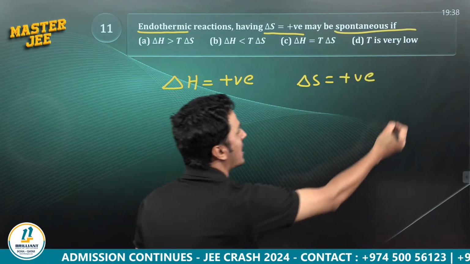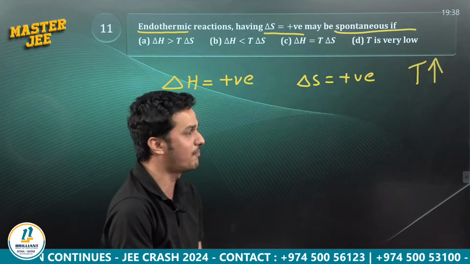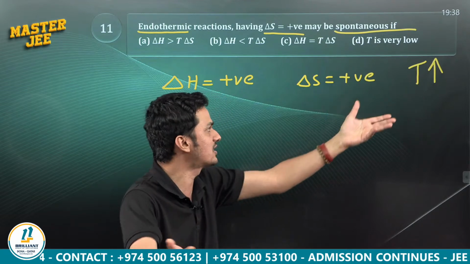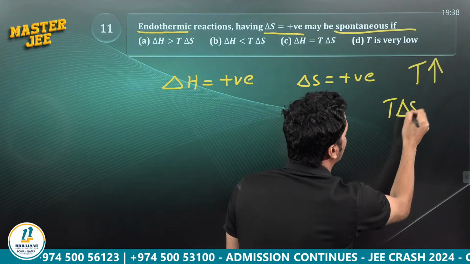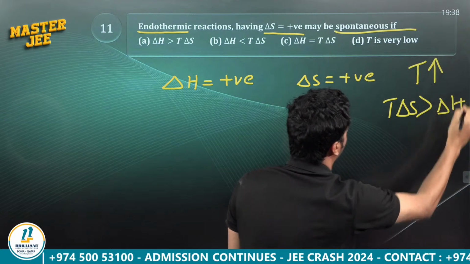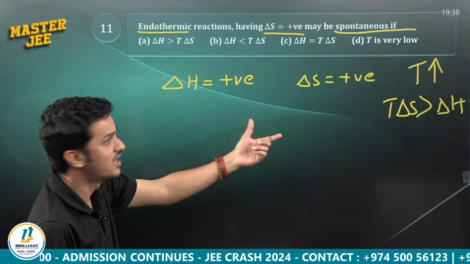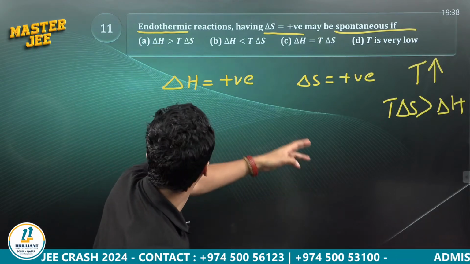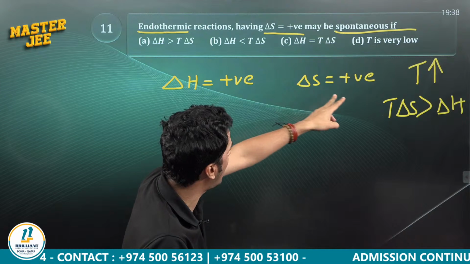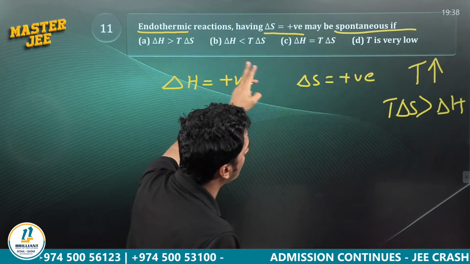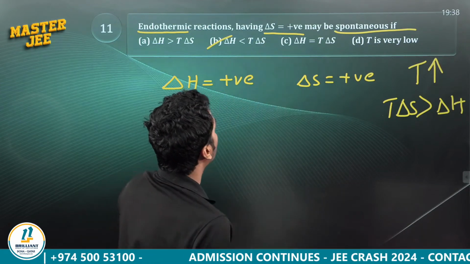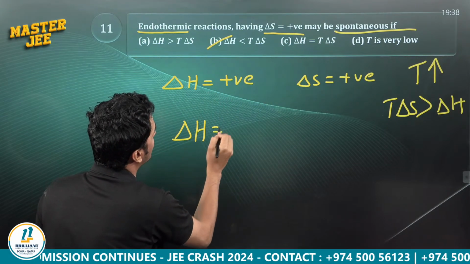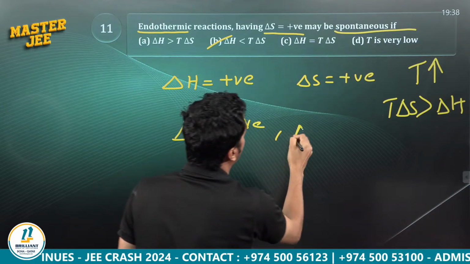So the idea is the temperature should be very high. Delta H is positive, delta S is positive means temperature should be very high, so that T delta S should be greater than delta H. So the answer is T delta S should be greater than delta H. So option B will be coming. Okay, ready? So similarly, if delta H is negative and delta S is negative.